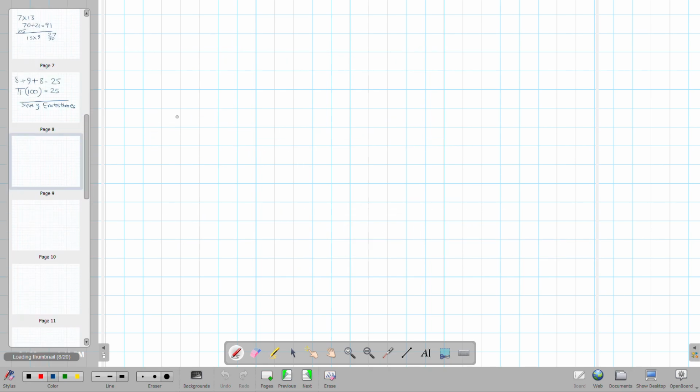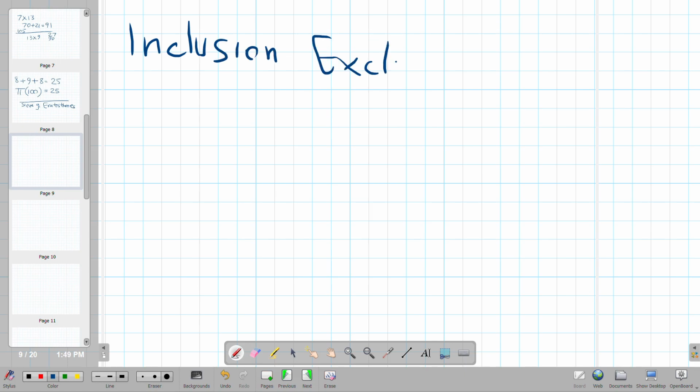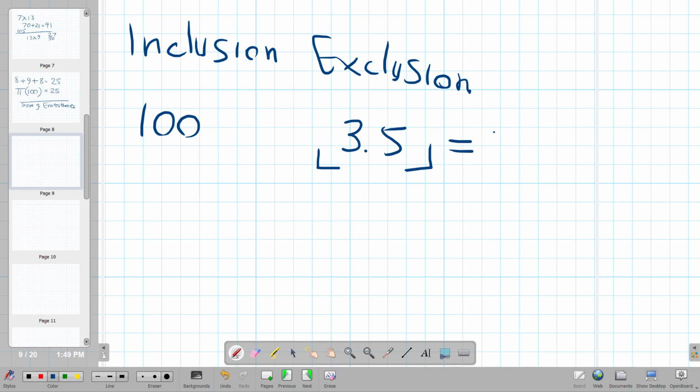Okay, so what is inclusion-exclusion? It has to do with what numbers divide up to a certain number. Let's just do, I think 100 is a good example. So the way to calculate this is with what's called the floor function. What is the floor of 3.5? The floor of 3.5 is 3. You take out the part that's not an integer.